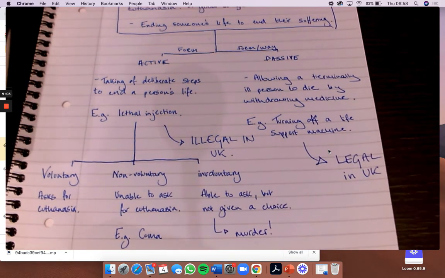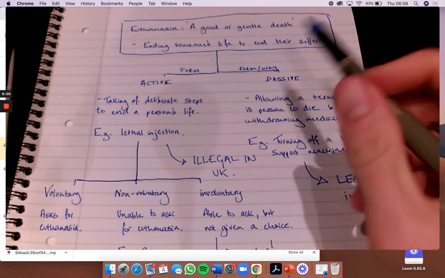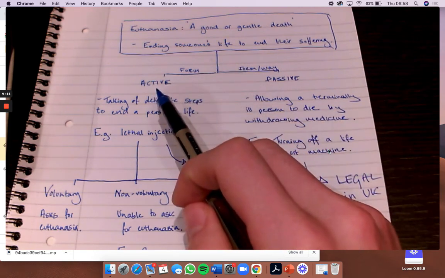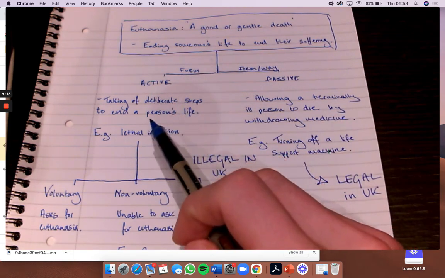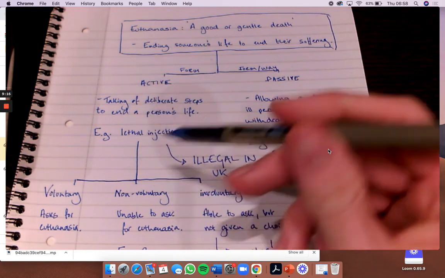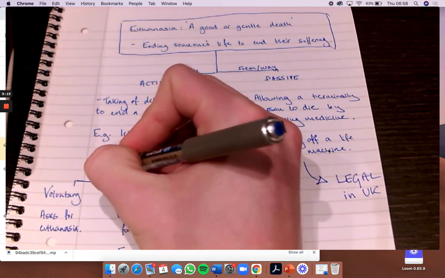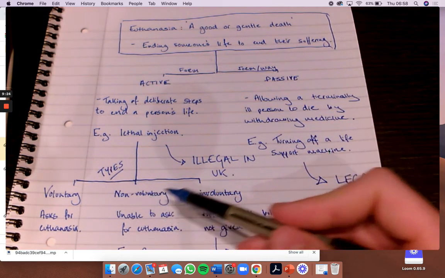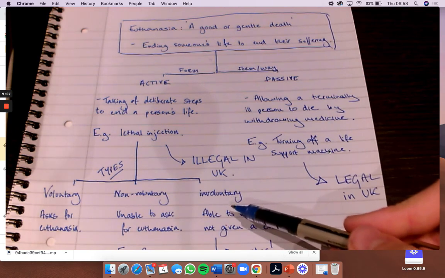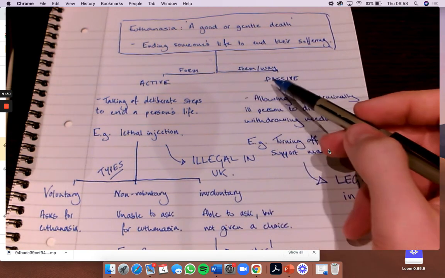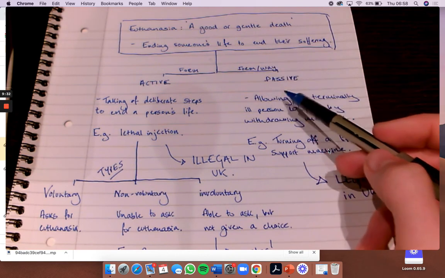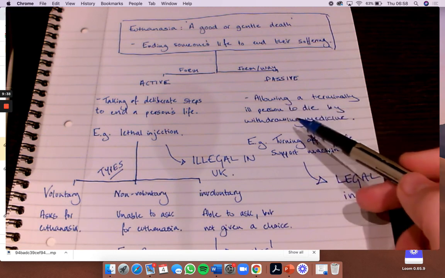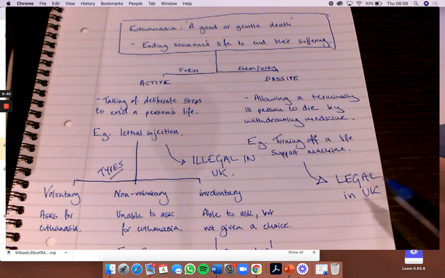So just one more time. Euthanasia happens in 2 forms. Active, which is the deliberate steps to end the person's life, and that then has 3 types: voluntary, non-voluntary, and involuntary. And the other form of euthanasia is passive, and this is the allowing a terminally ill person to die by withdrawing medicine, and it is legal in the UK.